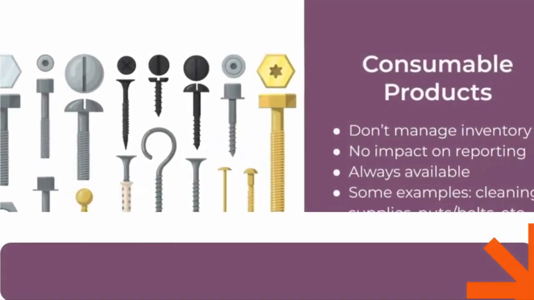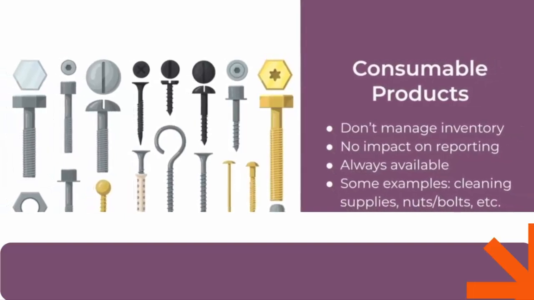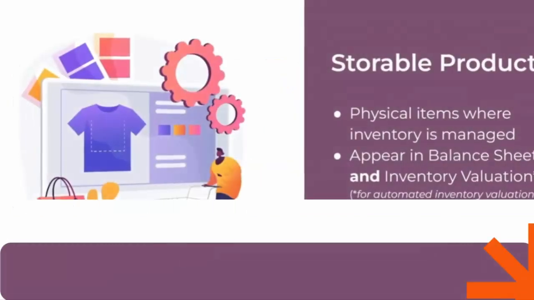Now, in Odoo, consumable products are physical products that don't need their inventory level managed, meaning they're almost always available. This can be stuff like nuts, bolts, cleaning supplies, coffee, printing paper, pretty much anything that runs out and we need to replace, as opposed to storable products.